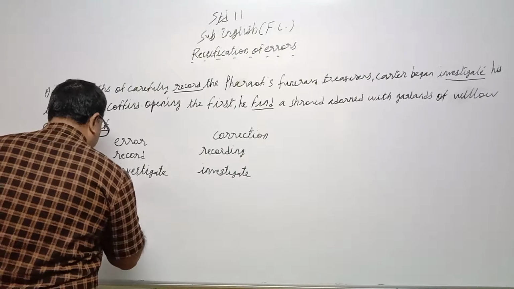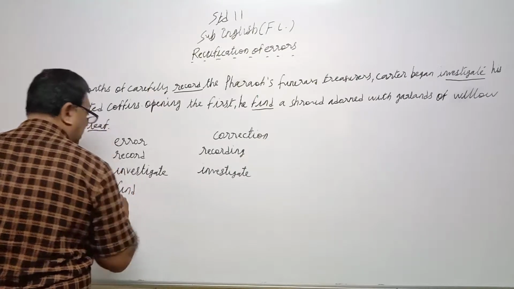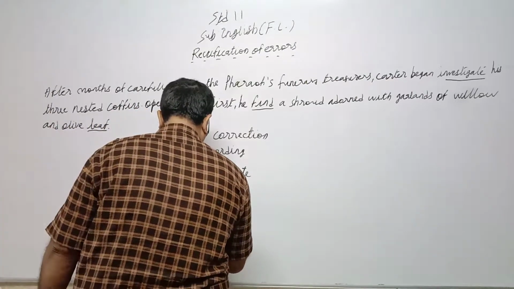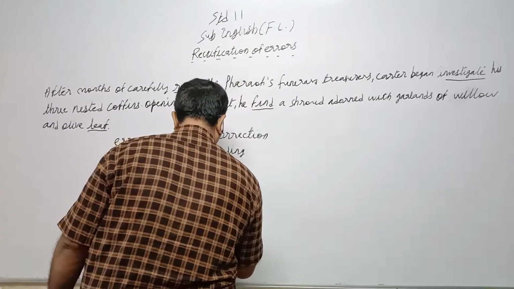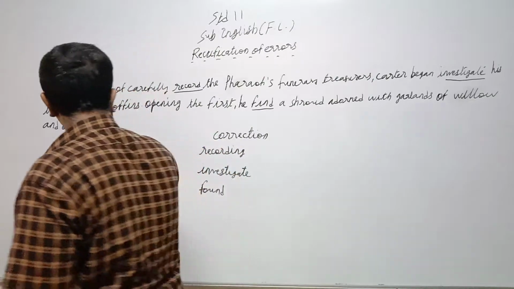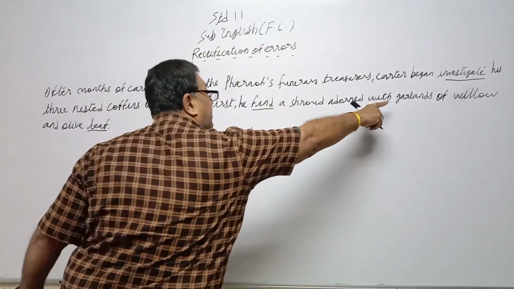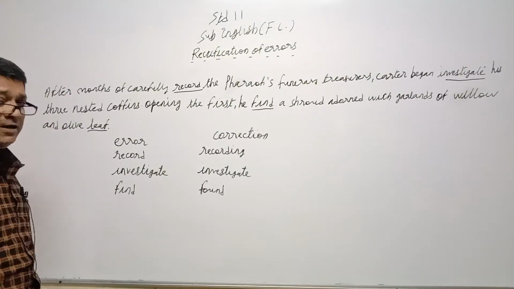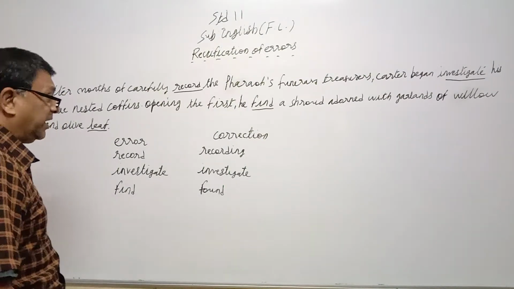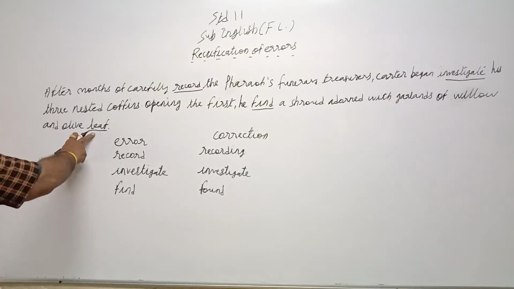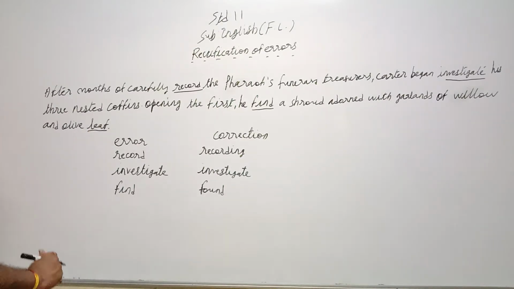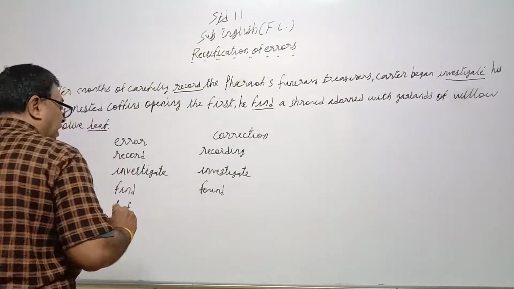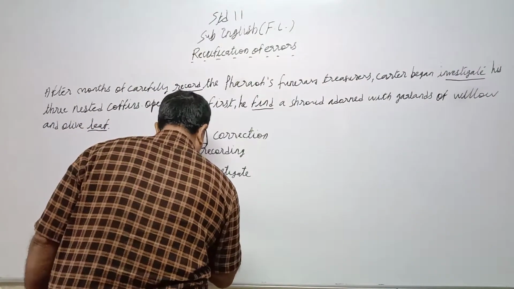Find is an error. Here is the past tense. So the past of find is found. Found is the right word. And last, garland. In garland, there is more than one leaf. So it is plural. Leaf is singular, leaves is plural. So leaf is an error. Right word is leaves.